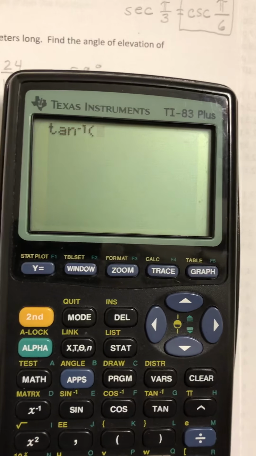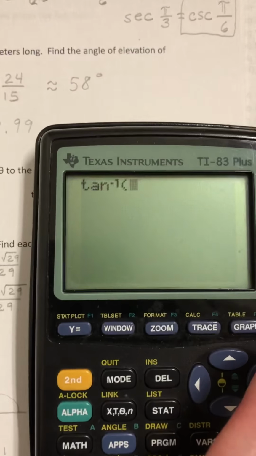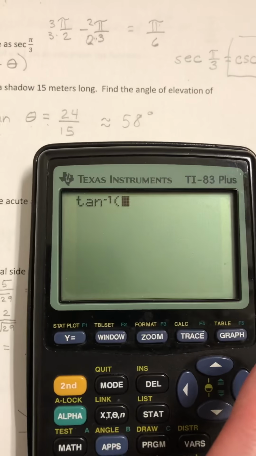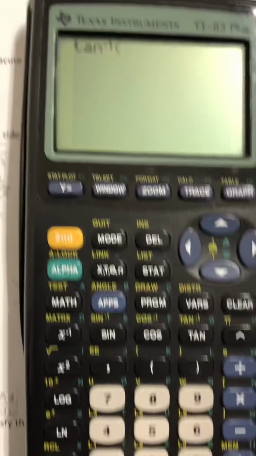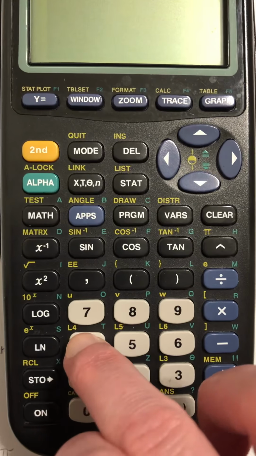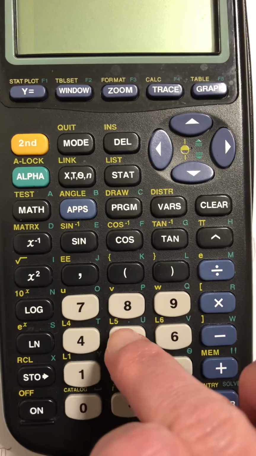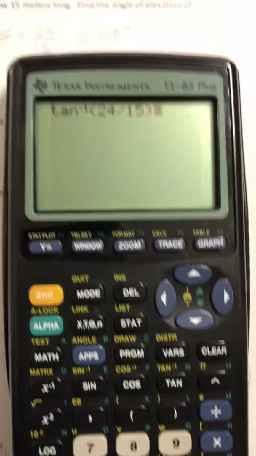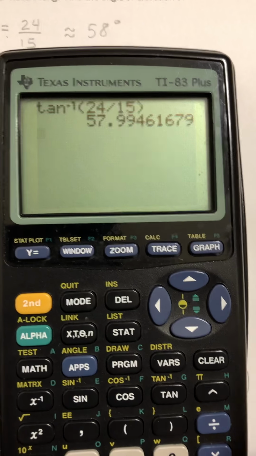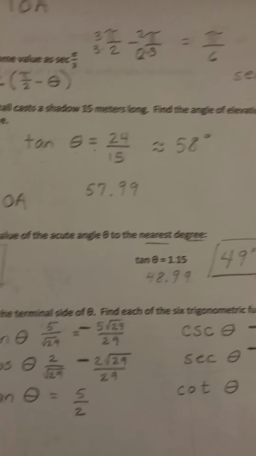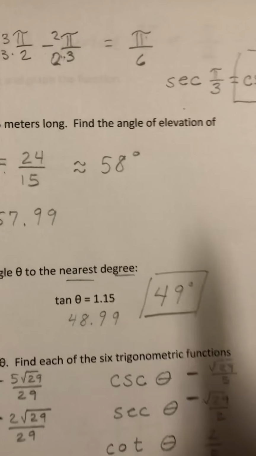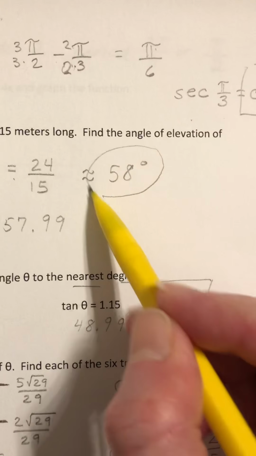second tangent. Okay, you're using an inverse tangent anytime you want to find a missing angle. And then you do the opposite, which is 24, divided by the adjacent, which is 15. And it gives you 57.99, but of course it said to the nearest degree. So round that to 58 degrees.